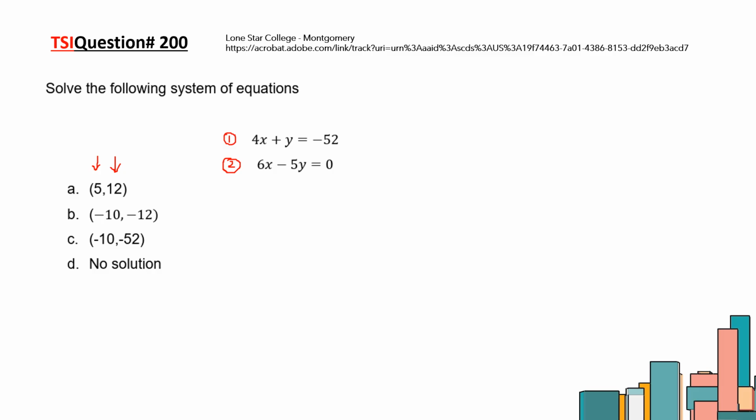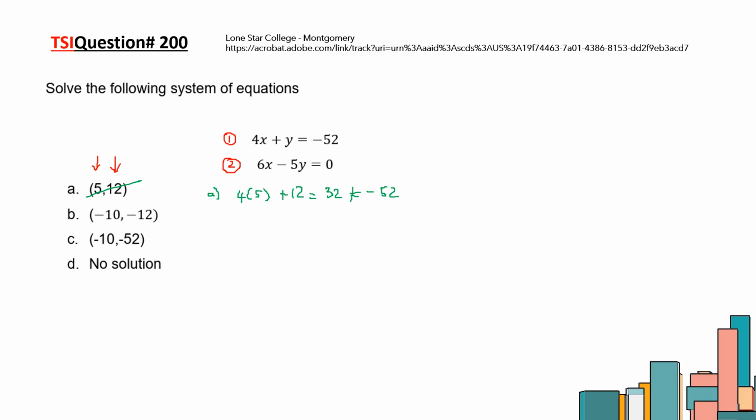Okay, so when x equals 5, you have 4 times 5. Let's check A. 4 times 5 is 20, plus 12 is 32. It's different from negative 52. So A is not the correct answer. When you check the first equation and it is wrong, then you don't have to do the second one.